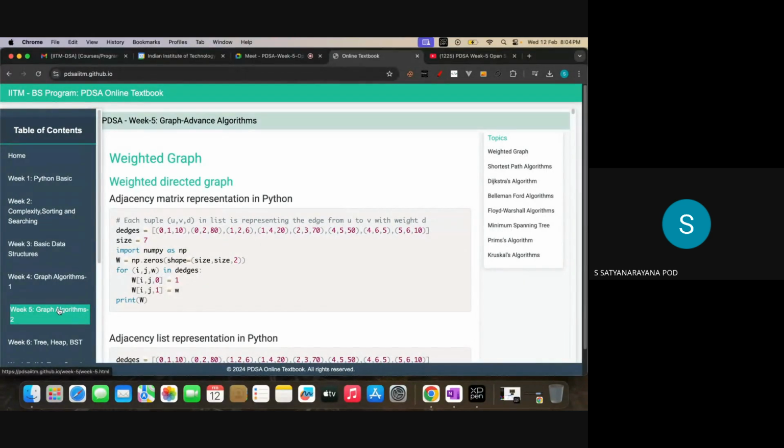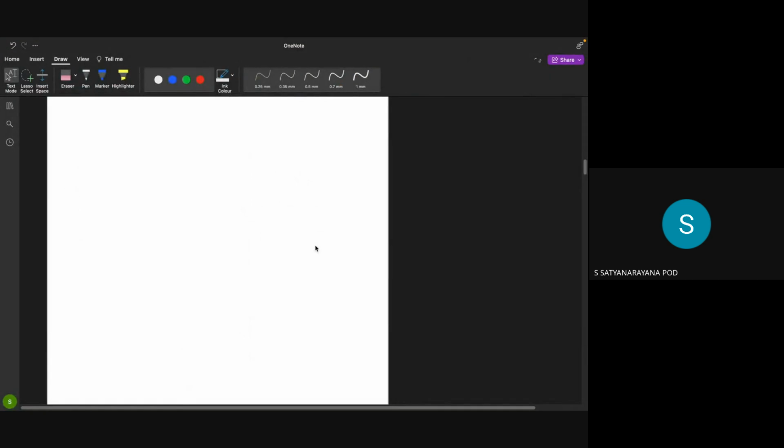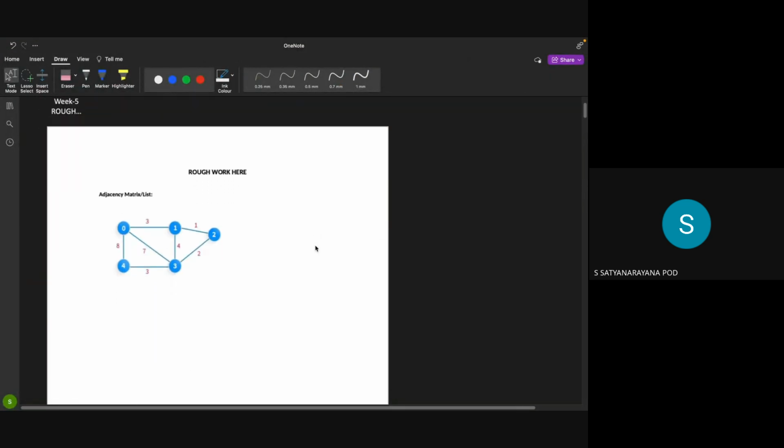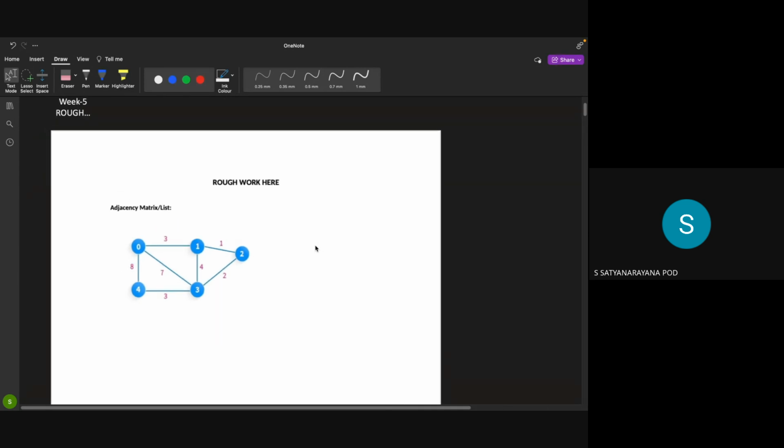Whenever you move from week four to week five, an edge with a weight is added. Earlier, in week four, the edges were just directed or undirected edges, and no weight was included. But now in this week, the edge comes with a weight. So before directly jumping into the algorithm, I want to show you what the adjacency matrix and adjacency list look like for weighted graphs. So it is a weighted graph.